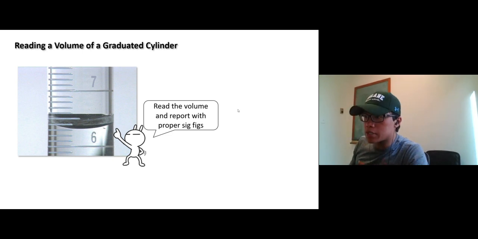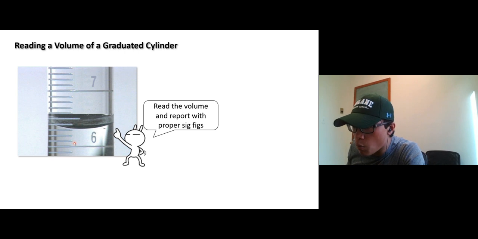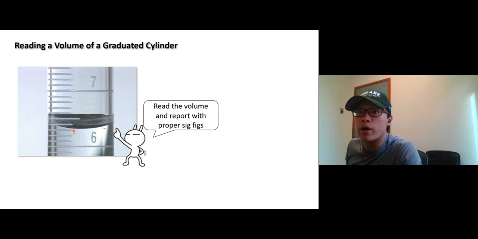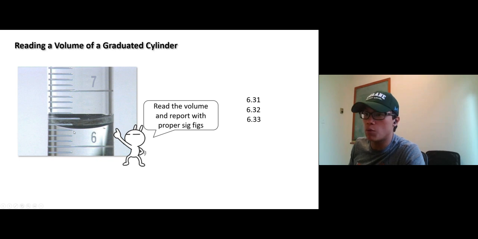Let's see what we got. 6. This is 6 right here. 6.1, 2, 3, 4, 5, 6, 7, 8, 9, 10. Okay, each hash mark is 0.1. So we go 6.1, 6.2, 6.3. For sure, this is over 6.3. And I have to estimate another number. Okay, so I can go 6.31, 6.32, 6.33 milliliters, 6.34, and so on.